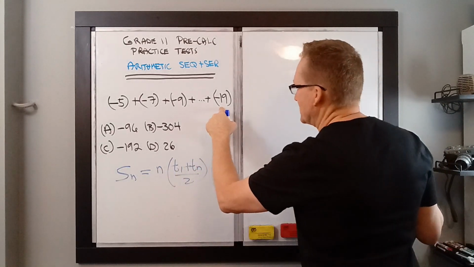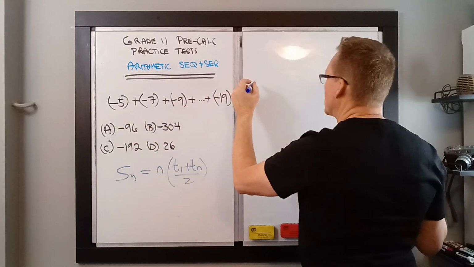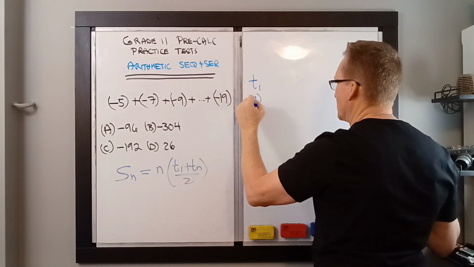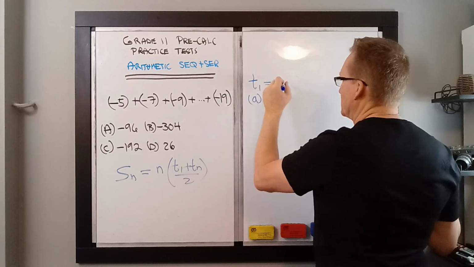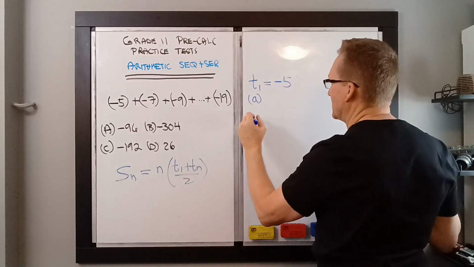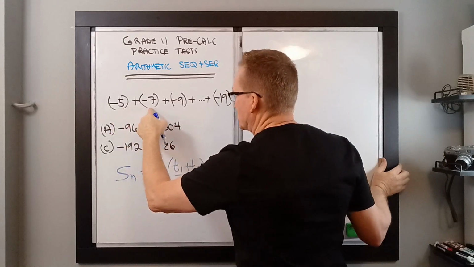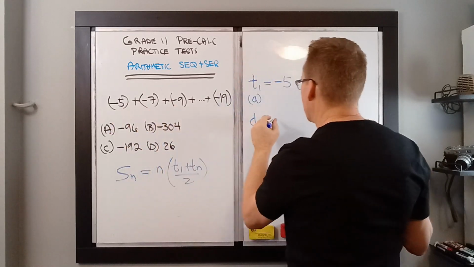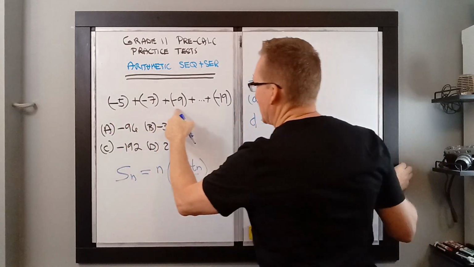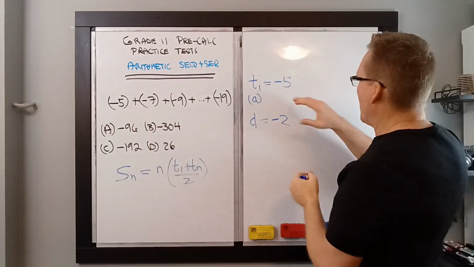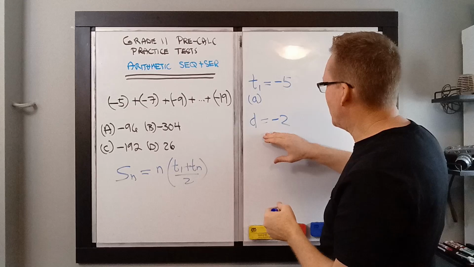Well, we have this term here. We have the first term. So the first term, T1, or a, some people may refer to it as a, is equal to minus 5. The common difference between the terms is, notice here we're subtracting 2 each time. Minus 2. We only have a couple of terms to look at, so we can check those. So it's minus 2.